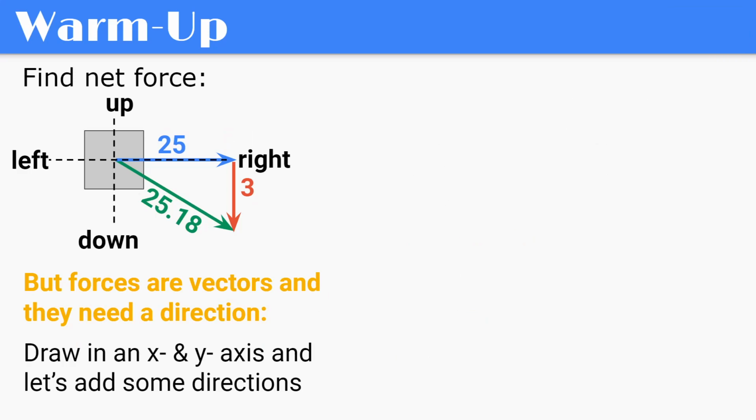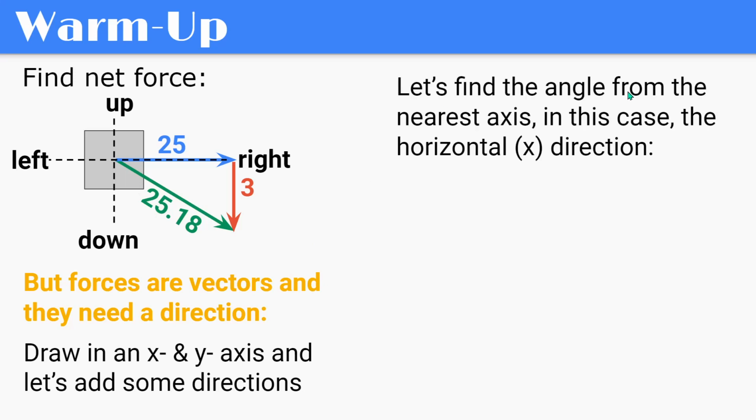I'm going to just use up, down, left, and right, but I'm going to add in basically an x and a y axis. Okay, and in order for me to really define the direction of this vector, I need to use an angle. So we're going to find the angle from the nearest axis. Now, this is not drawn to scale. Obviously, this red vector is much shorter than this one, so my nearest is going to be right here, this angle here, theta. But we're going to determine at what angle it is below that rightward horizontal line. And so we're going to solve for theta. And in order for me to find an angle, we're going to have to use trig.